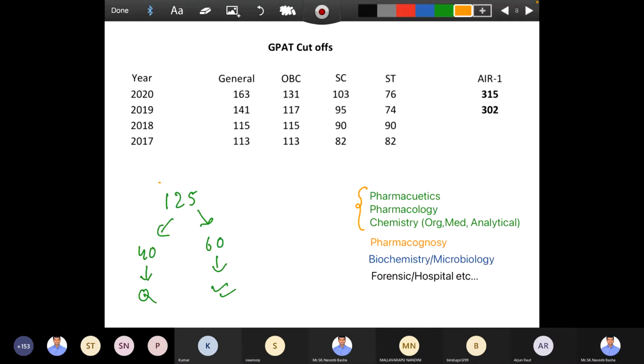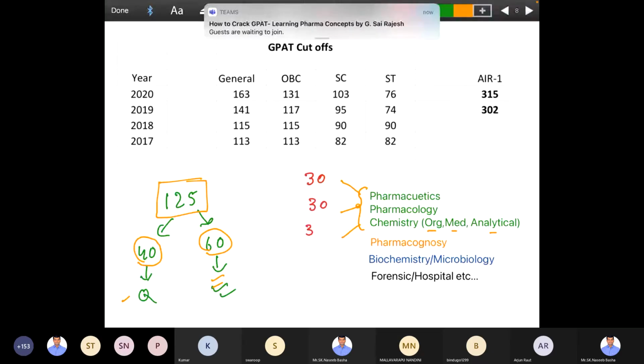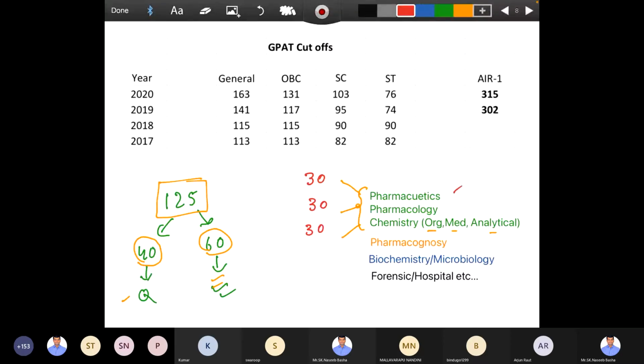Okay, thank you. So 125 questions. If you could do 40 correctly, you will get qualifying marks. If you do 60, you will get a very good rank. Now, when you see the spread, the major topics are pharmaceutics, pharmacology, physiology, and chemistry. When I say chemistry, it includes organic, medicinal, and analytical chemistry. From each topic, you are getting at least 30 questions. Pharmaceutics 30, pharmacology and physiology 30, all chemistry 30. Put together, 90 questions.